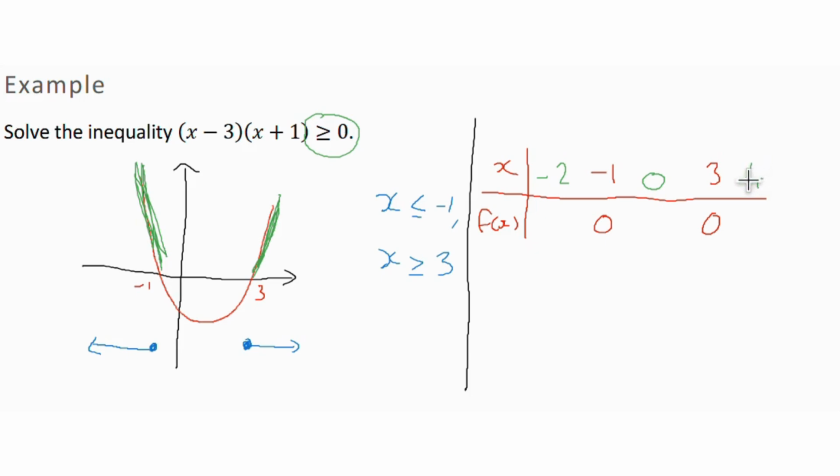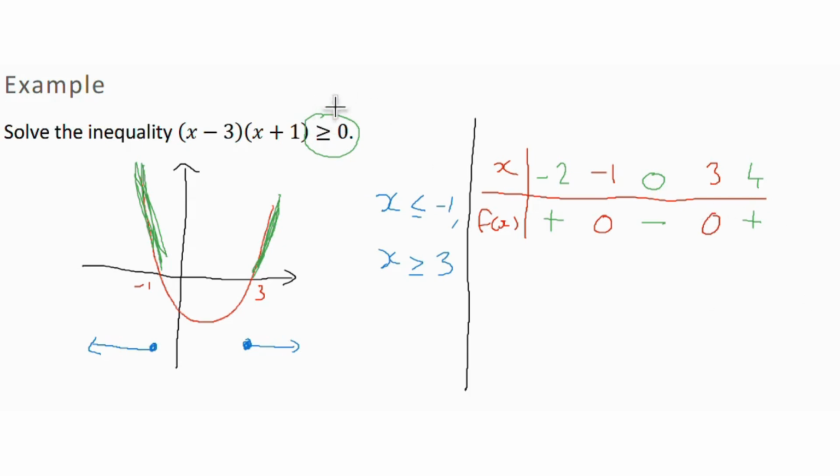I'm not particularly interested in how big it is, just whether it's positive or negative. So when I put minus 2 in, minus 2 minus 3 is going to be negative. Minus 2 plus 1 is also going to be negative. So I'm going to end up with a negative times a negative, which means this is positive. At 0, I get negative 3 times 1. So that's a negative times a positive, which gives me a negative answer. At 4, I get 1 times 5. So a positive times a positive. So the answer is positive.